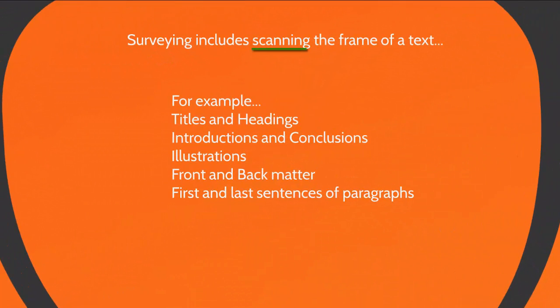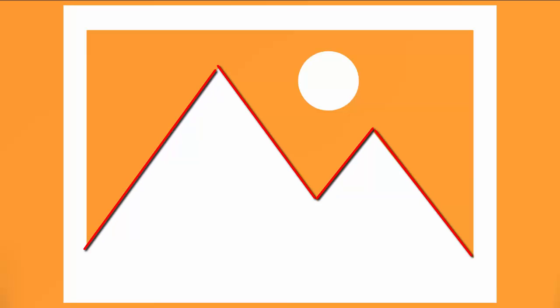Surveying includes scanning the frame of a text, including the title, headings, introductions, conclusions, illustrations, front and back matter, and first and last sentences of paragraphs. Chances are you probably already do some of this when you quickly scan a text. When we read, we often scan for a book's most prominent points, the parts that easily stick out, and so logically these are its beginnings and ends, as well as non-textual matter, the stuff that doesn't fit.